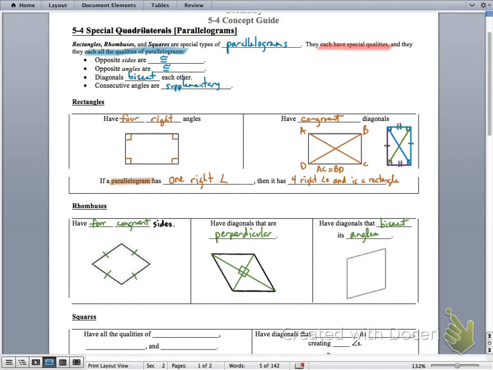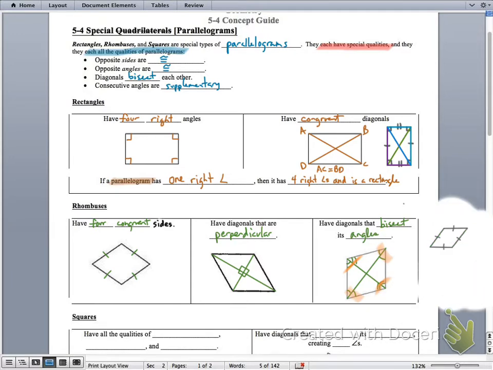They also have another quality, that diagonals of a rhombus bisect the angles of the rhombus. So, as you can see, what I've just done, of course, the opposite angles of a rhombus are congruent. So, if these opposite angles are congruent, then it creates a whole bunch of smaller congruent angles, 2 different sets of them.